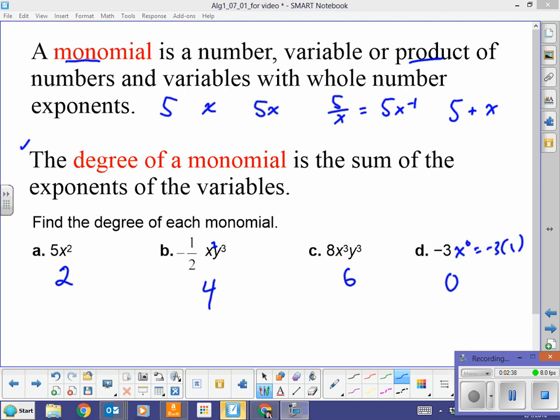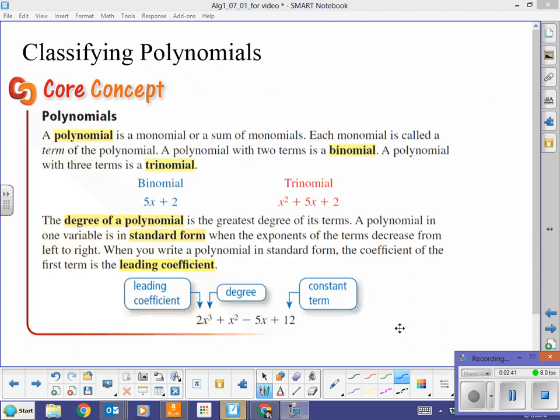Okay, let's talk about polynomials. Let's think of the prefix poly, meaning many. A lot of times I'll ask my students in class where they've heard this before, and in 6th grade, when they study ancient civilizations, they come across the term polytheism, which of course means the worship of many gods. Poly meaning many. Okay, so poly means we're going to be adding monomials, because we're adding one or more monomials.